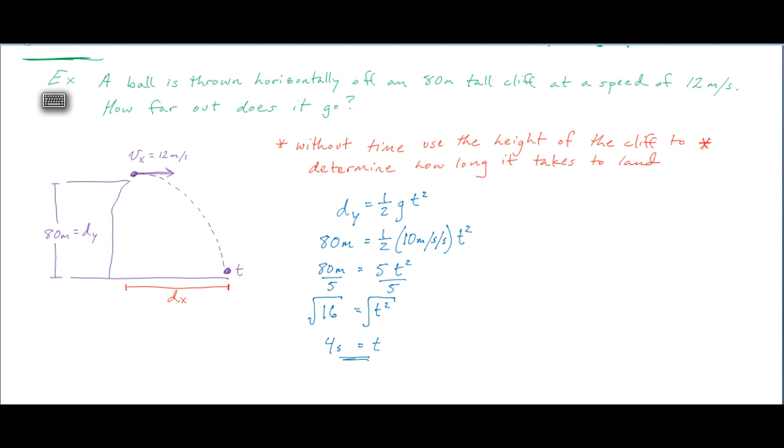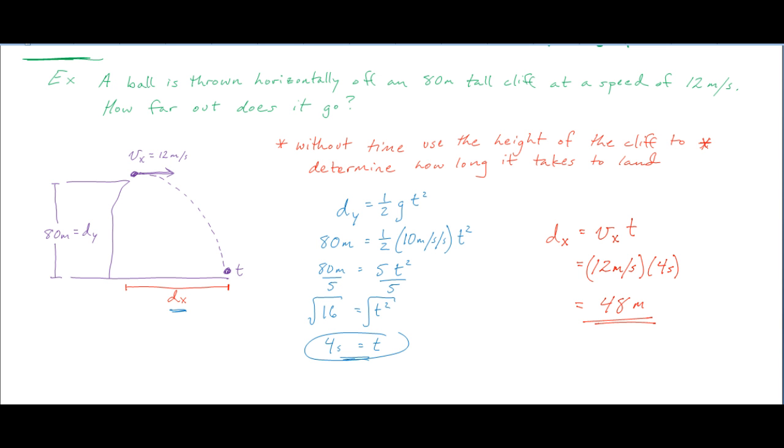Now that's not what the question was. The question wanted to ask, how far out horizontally does it go? Well, I know that it's traveling at a speed of 12 meters per second, so I need to know how many seconds it spent traveling at that speed. Now I know that time is 4 seconds, so I can go ahead and solve the next part of the problem to get dx. dx equals vx times t. I'm going a constant 12 meters per second for 4 seconds, meaning we've traveled 48 meters.